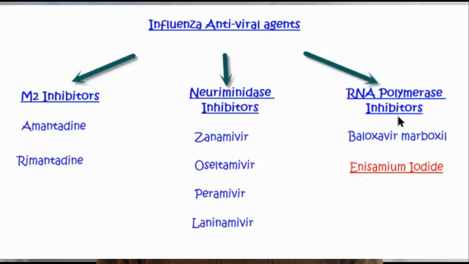There is also a third group of drugs. A recent development was the development of drugs that inhibit the RNA polymerase. RNA polymerase is the enzyme that copies the RNA in the virus that permits replication of viral proteins and replication of the virus. And the drug in this class that is currently approved is baloxavir marboxil, which is recommended for the treatment and post-exposure prophylaxis in patients 12 years and older.